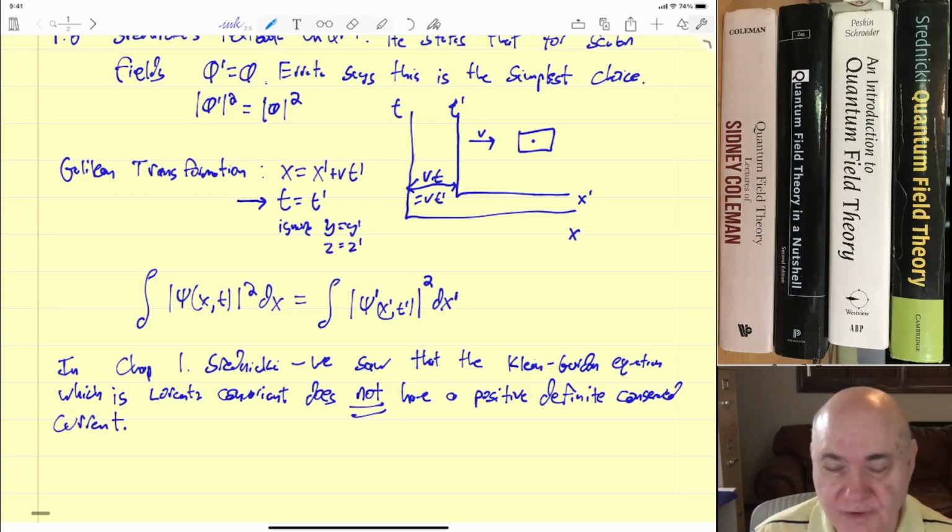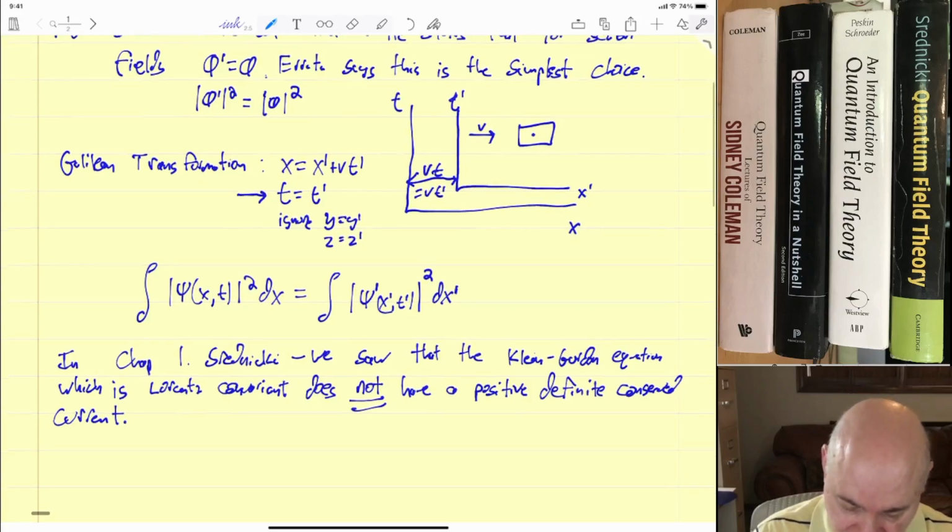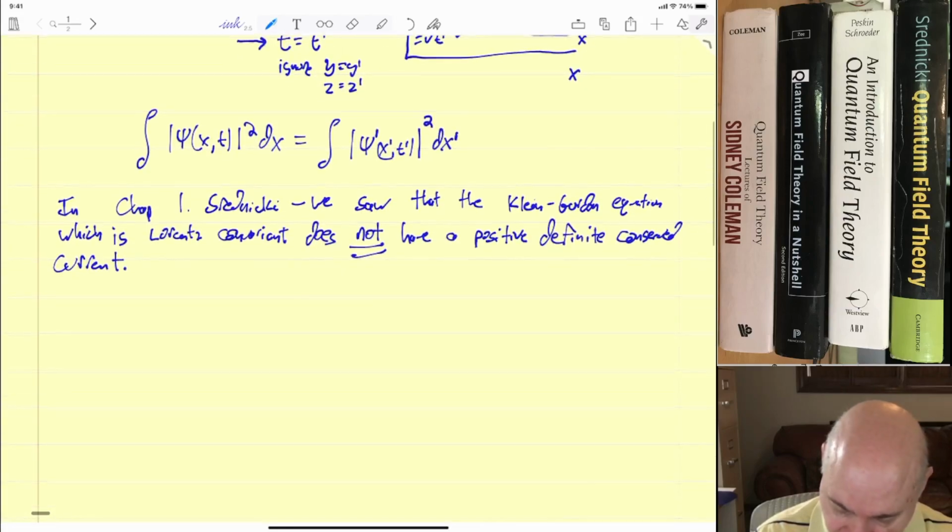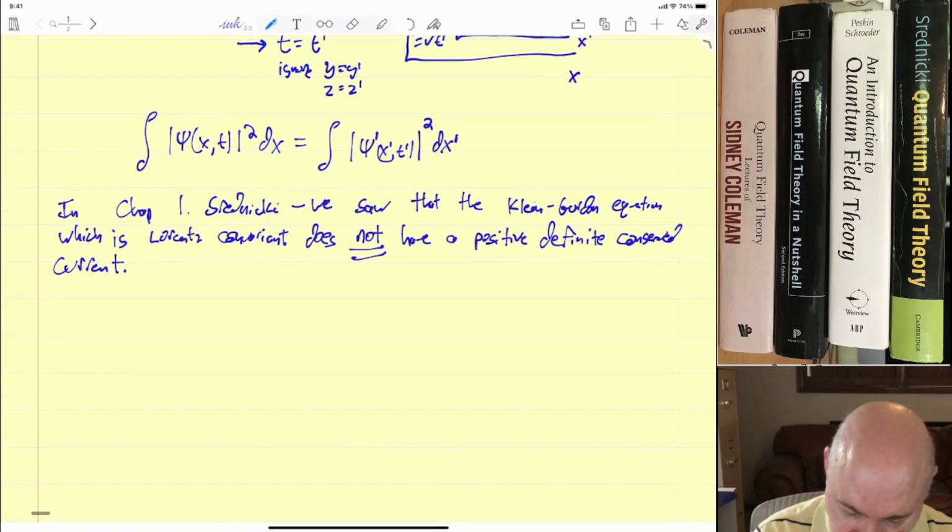In other words, there's no probability density that we can use for the Klein-Gordon equation. It will turn out that the equation is still valid, and instead of associating the current density with the probability, we can associate it with the charge density. The charge density can be either positive or negative depending on the charge, so that explains why we don't have a positive definite density.